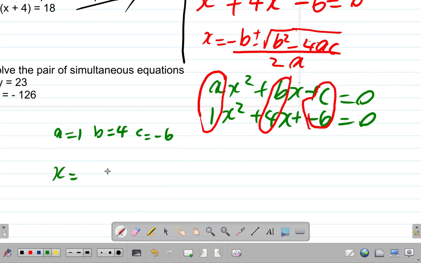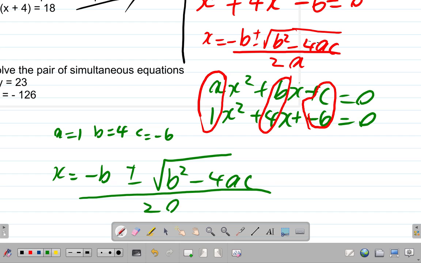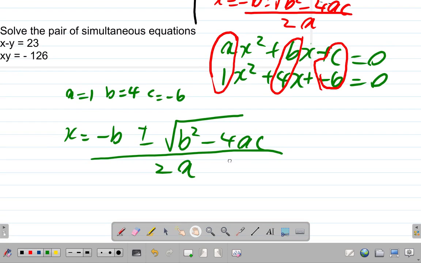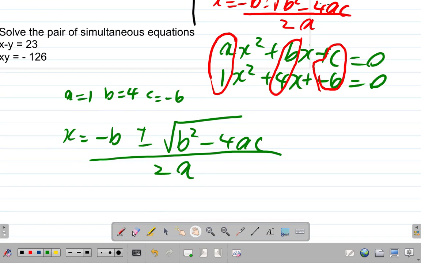X is equal to, let's write back the formula, negative b plus or minus the square root of b squared minus 4ac over 2a. Now, here, what happens? You have a being 1. B, what is b? B is 4. So take this out and put 4 there. Right? So b is 4. Here now, b is 4, so put 4 here too.